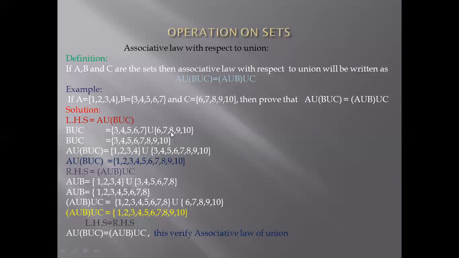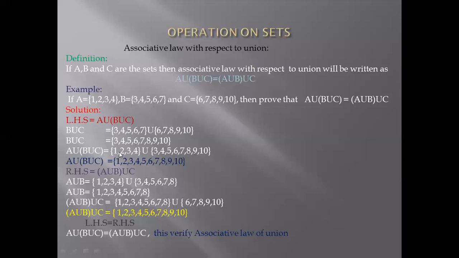After finding the union, again I am repeating the definition of union: combine the elements within one bracket. You see that we write all the elements within one curly bracket: 3, 4, 5, 6, 7, 8, 9, 10. But this is not our complete left hand side, only we found B union C. A is left. Now in the next step, we take this union with A, A union B union C.